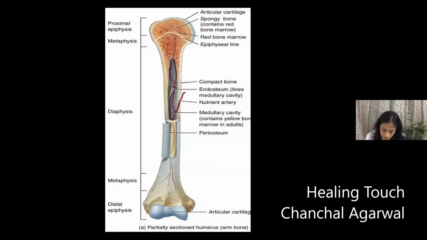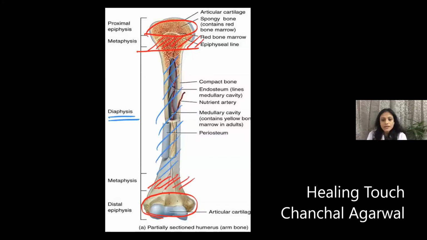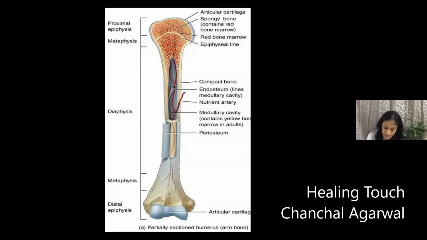This uppermost part is called the epiphysis. This is also epiphysis. This part is called metaphysis. This is also metaphysis. And the third part, the middle part, is called the diaphysis. Epiphysis, metaphysis, and diaphysis. This is one thing. Now see the second part. Next thing we need to see is the outermost covering of bone, which is called periosteum. The hard covering from outside is called periosteum.